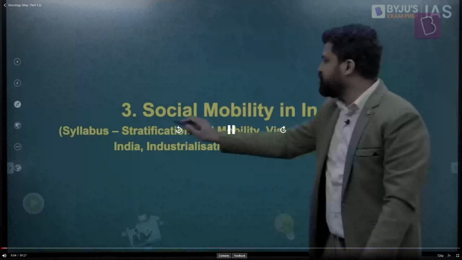In a very simple way, in society there exists a hierarchy. Some people are at the bottom, some people are at the top, some people will be at the intermediate level. Social mobility means people from one level moving to another level. That is social mobility. You might be born poor, but over a period of time, if you are able to improve your economic position, that is social mobility.